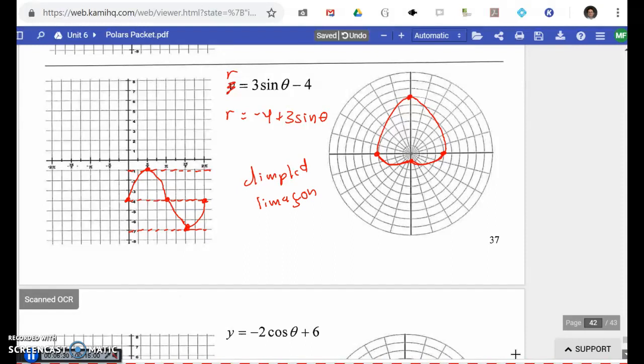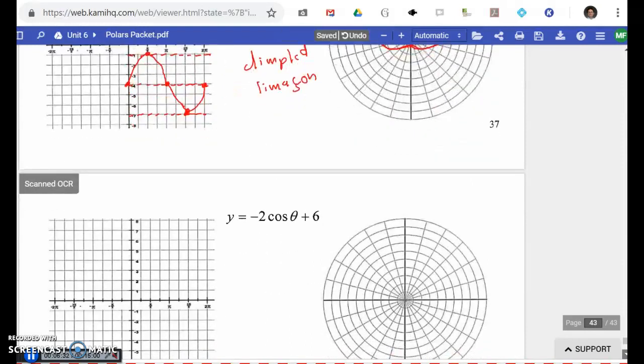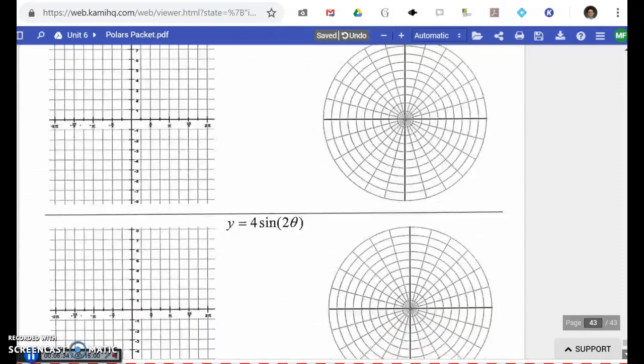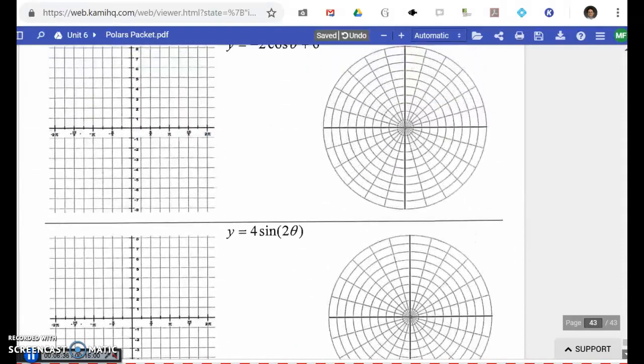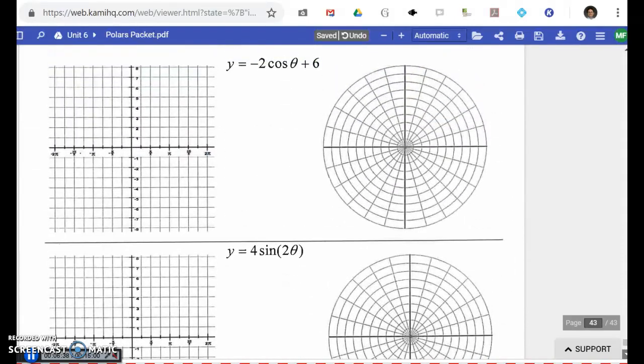Okay, only a couple more to go. If we look at the next one, we've got, just 2 more, y equals -2 cosine theta plus 6. So that once again should be r equals. The midline should be at 6. The amplitude is 2, so it goes up to 8 and down to 4.